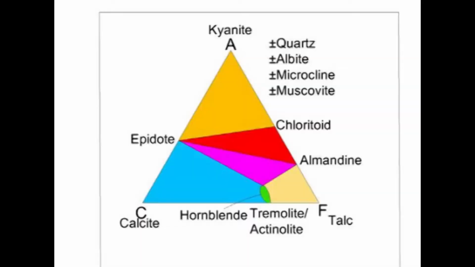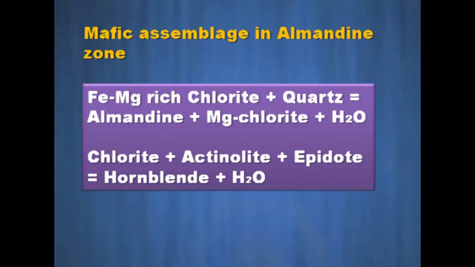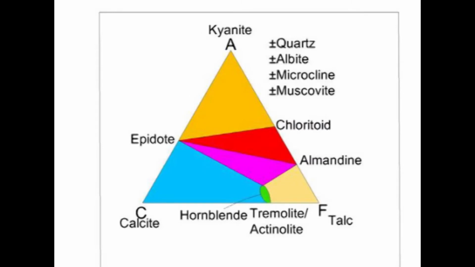Mafic and basic assemblage in almandine zone. During the almandine zone of green schist facies, almandine-rich garnet and hornblende appear for the first time by the following reactions: FeMg chlorite plus quartz give rise to almandine plus Mg chlorite plus water; chlorite plus actinolite plus epidote give rise to hornblende plus water.